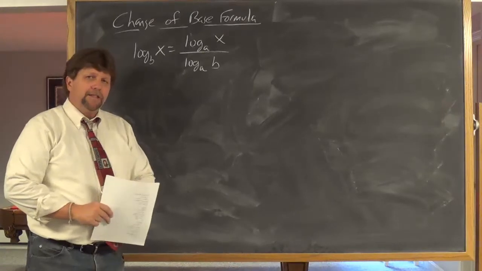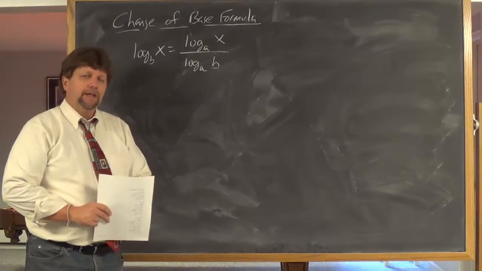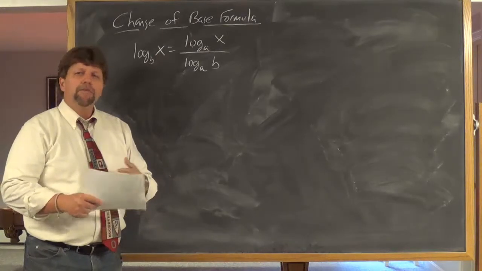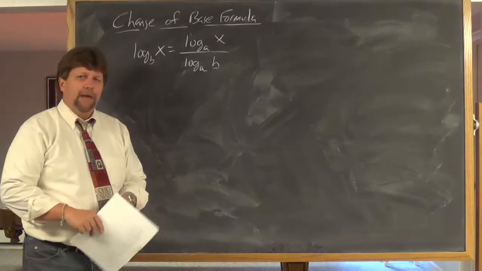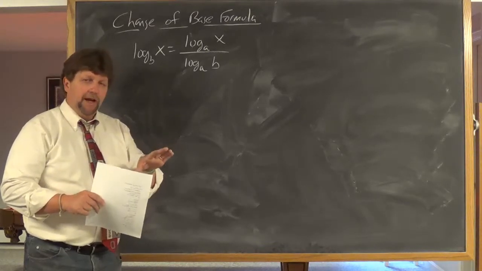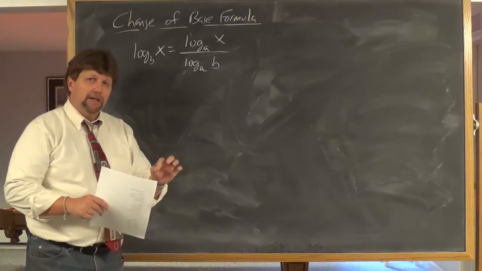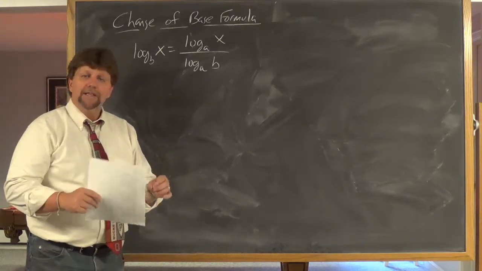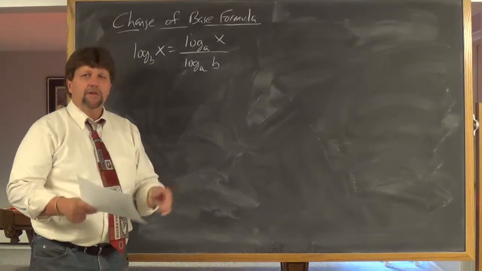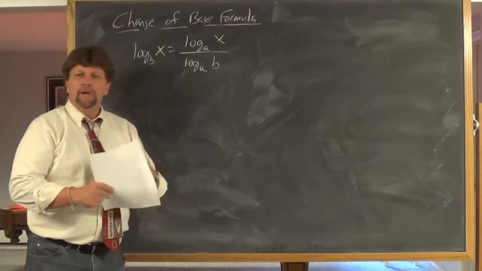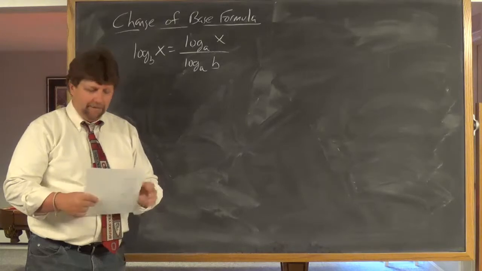Hey, you're going to learn about this thing called the change of base formula. It's a handy-dandy little formula that allows us to evaluate the logarithm of any base. Keep in mind, when you look on your calculator, you actually see a log button and a natural log button. You don't see a log base 7 button or a log base 13 button. And this formula came about as if you wanted to evaluate the logarithm of any base.